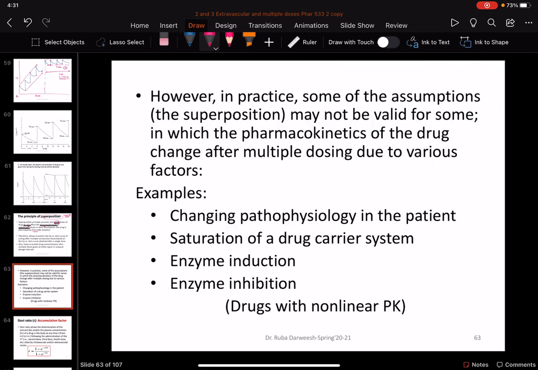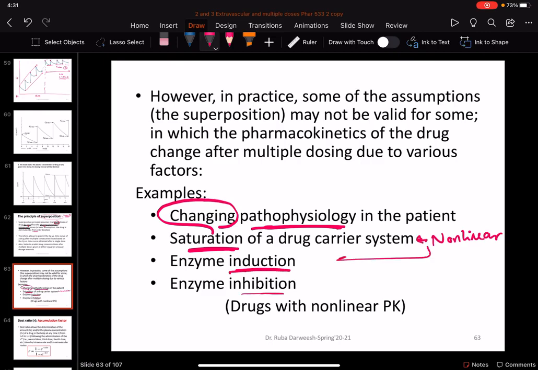We have some exceptions, such as if the pathophysiology of the patient is changing. If the pathophysiology is changing, so let's say the volume of distribution is changing, the clearance is changing, saturation, which is an example of non-linear kinetics, induction and inhibition, also examples of non-linear kinetics, which is the last chapter that we explained in basic kinetics, in which we don't have linear kinetics, or examples of the exceptions of linear kinetics.